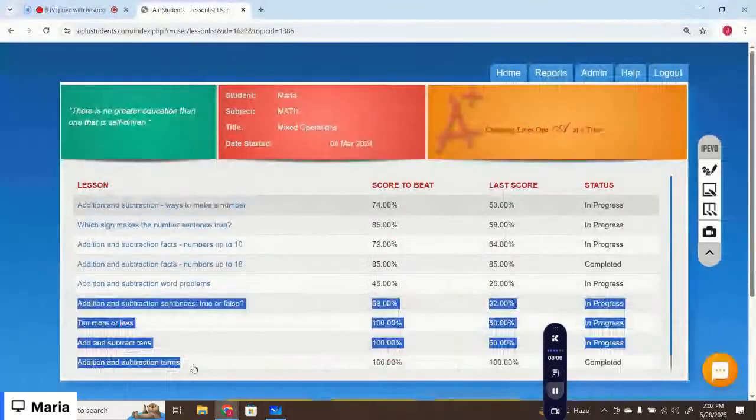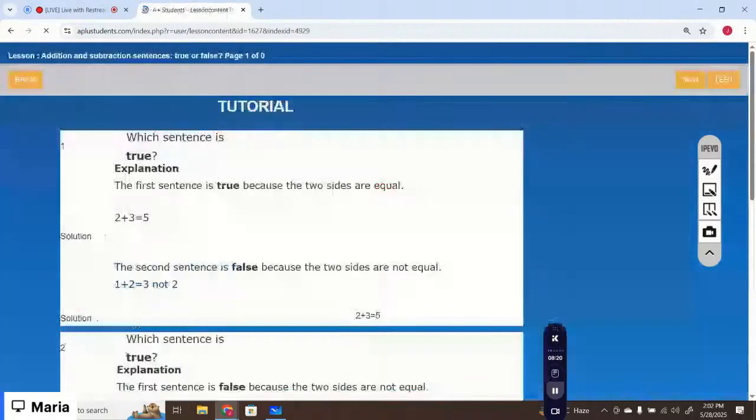So the math chapter I'm going to right now is mixed operations. Let's just start with the lesson that is addition and subtraction sentences true or false. If sentence is true, so you are given more than one sentences. You need to add and see which one is the correct, right?